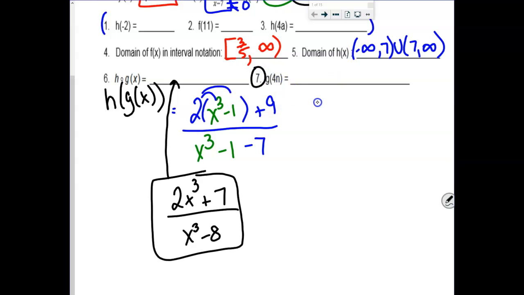You can do number 7 on your own. That one's not on the test, but it is something you should be able to do getting ready for our upcoming tests. All right.